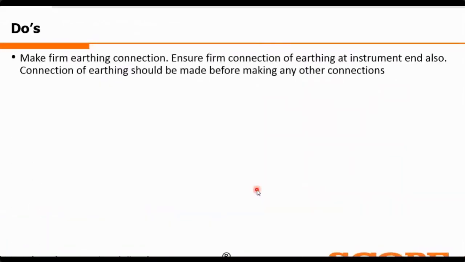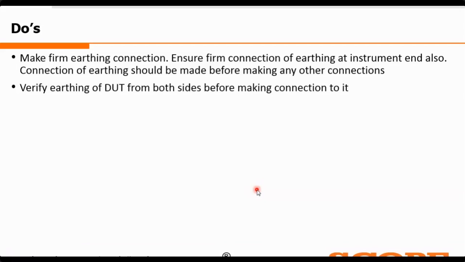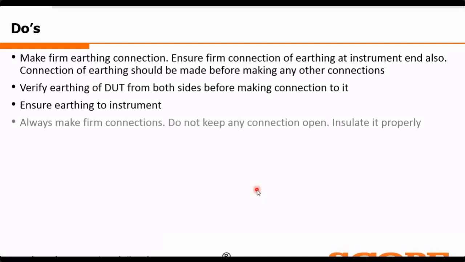There are some do's and don'ts I'll just highlight, just for your reference. While you are doing the testing, you need to make a firm earthing connection. Ensure a firm connection of earthing at the instrument end also. Connection of the earthing should be made before making any other connections. You need to verify the earthing of the DUT from both sides, whether it is the circuit breaker or isolator or anything. You need to ensure the earthing of that particular DUT before you make the connection. Ensure the earthing to the instrument.